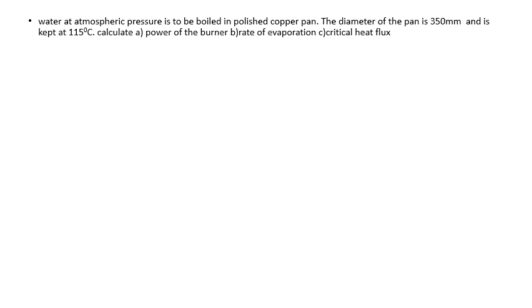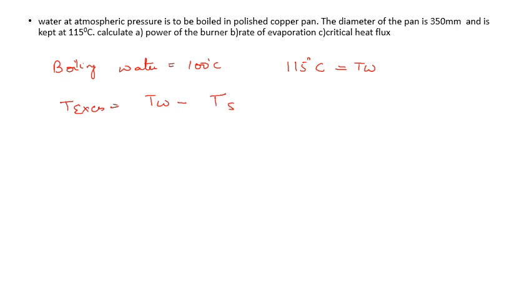Here one should understand the pan boiling water temperature is 100 degree centigrade. Boiling of water happens at 100 degree centigrade, and the pan is at 115 degree centigrade. Means the wall temperature. Excess temperature is the wall temperature minus the saturation temperature. In this case it is 115 minus 100, that is equal to 15 degree centigrade, that we call as excess, delta T or delta T excess.